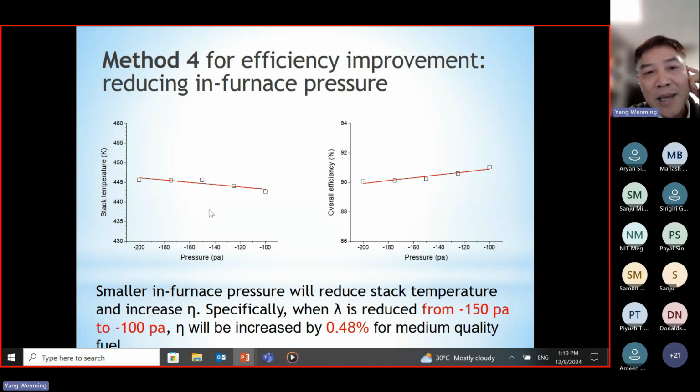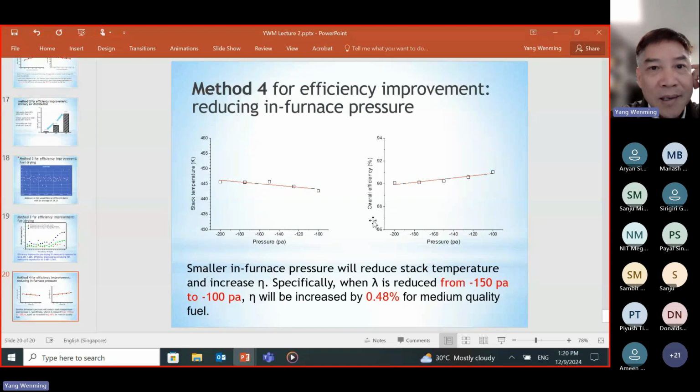If we can change this pressure from minus 150 Pascal to minus 100 Pascal, then we can reduce the stack temperature and thereby improve the overall efficiency by 0.48%. So that's the end of lecture 2.